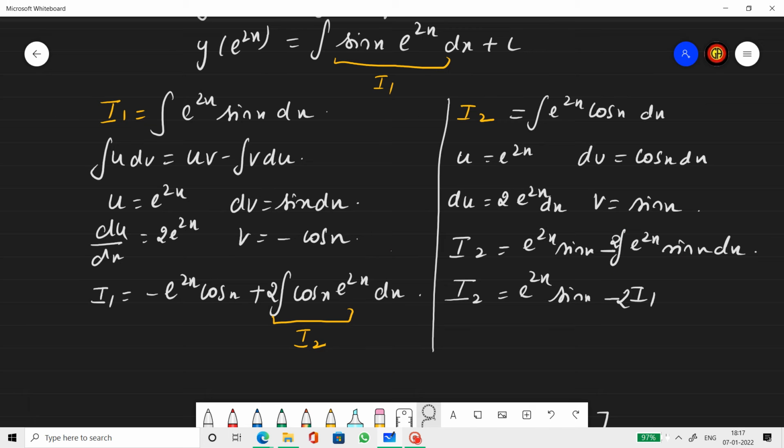So integration of e power 2x sin x dx is nothing but I1, and that is what I am getting here. I am not going to perform the integration here, but simply consider this as I1. So I2 equals e power 2x sin x minus 2I1. Now where is I2 substituted? It is substituted here.